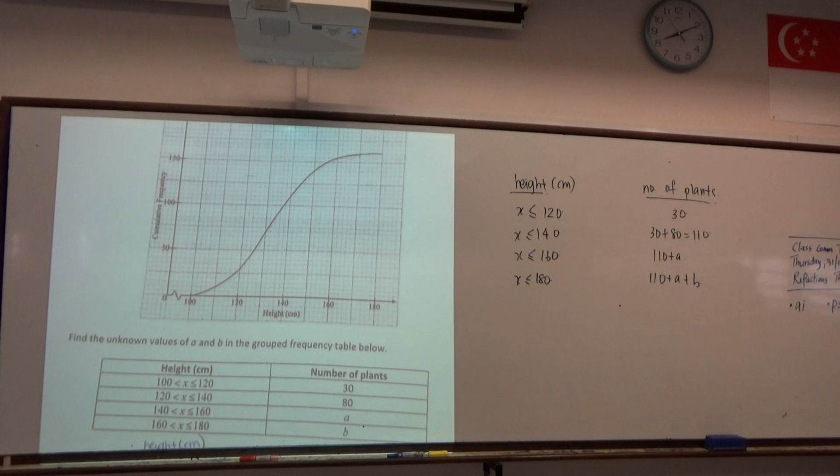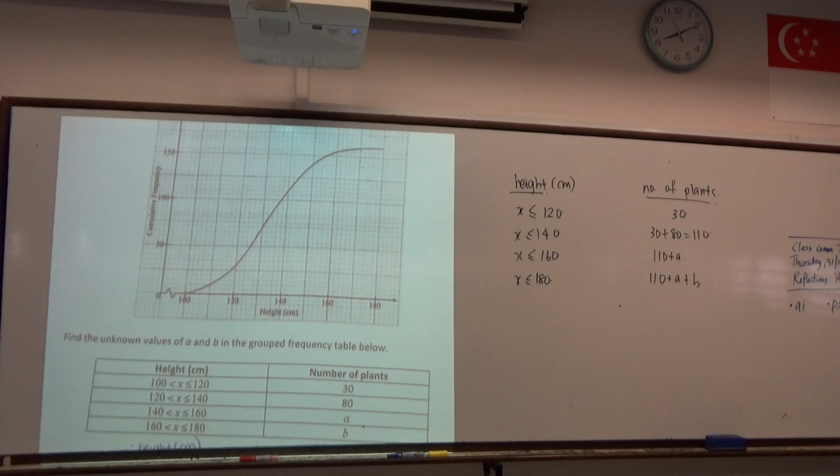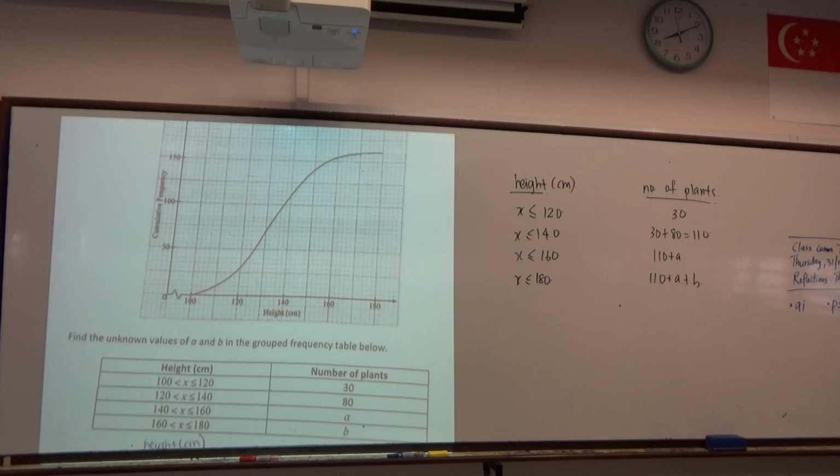Sorry? More than 100. Why do you need more than 100? Everything here is more than 100. We always use an upper boundary always.